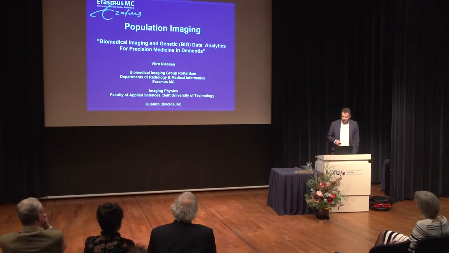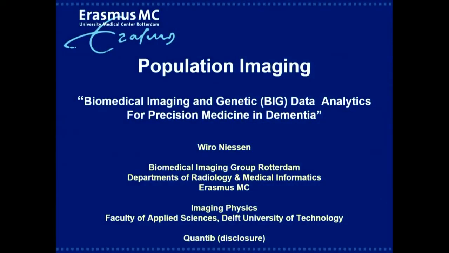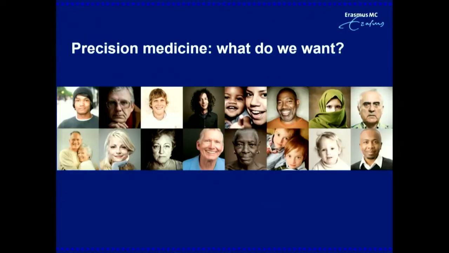I'll explain what it is, but I could also have called it biomedical imaging and genetic or big data analytics for precision medicine, and I will focus on dementia. So first, precision medicine. What does precision medicine mean? The concept of precision medicine is that we try to take individual variability into account when treating a person, when doing a diagnosis, a prognosis, and doing a treatment selection.